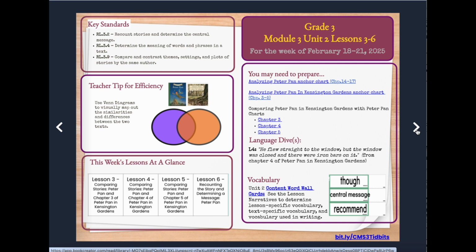To collect information that supports all students, a quick teacher tip for efficiency is to use a Venn diagram to visually map out the similarities and differences between the two texts.